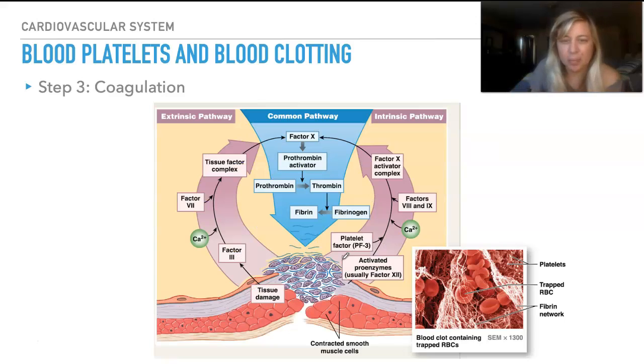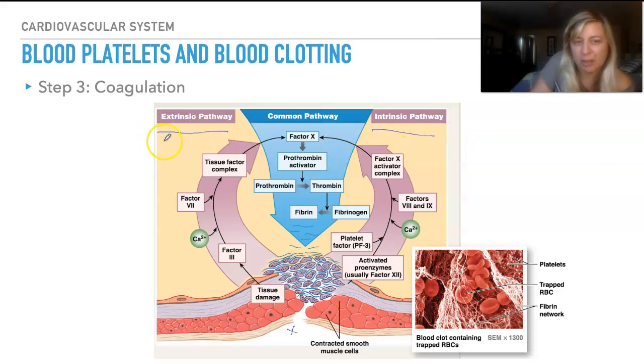And then here we have a little more detail on the steps of coagulation. So we have two pathways. We have the extrinsic pathway, which is going to require factors from outside the blood in order to be triggered, in this case, the damage to the vessel. And then we have what's called the intrinsic pathway, which is going to involve factors that are from within the blood.